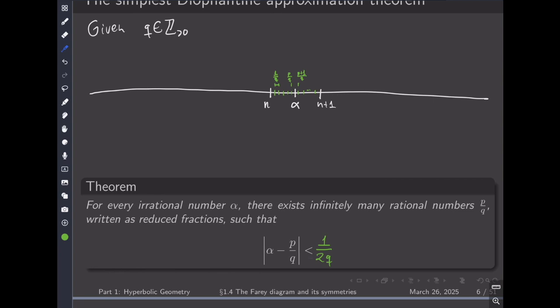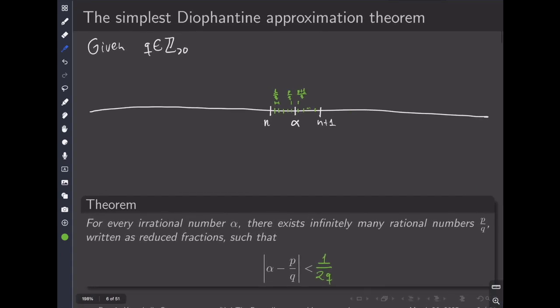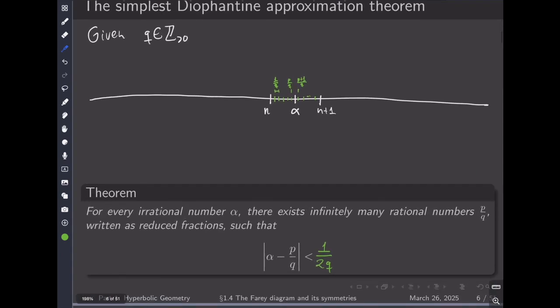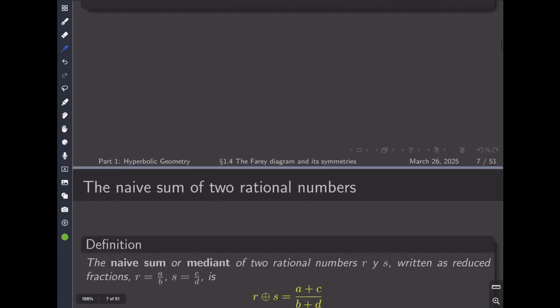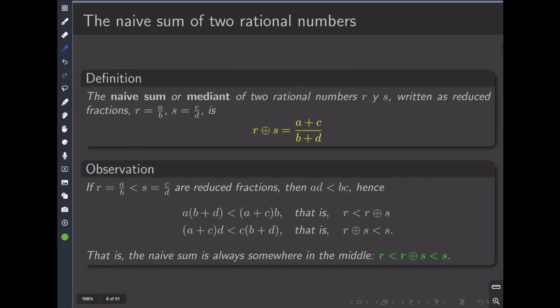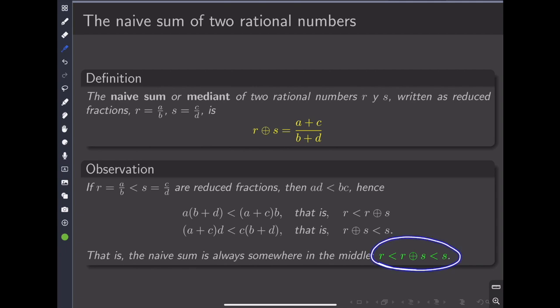Okay, and this is kind of why I'm talking about this. So I hope to be able to come back to this. So again, the Farey diagram. This is just a reminder of how the naive addition is defined. The naive addition, if they are rational, is always in between the two given rational numbers.